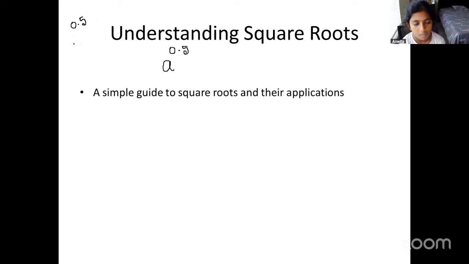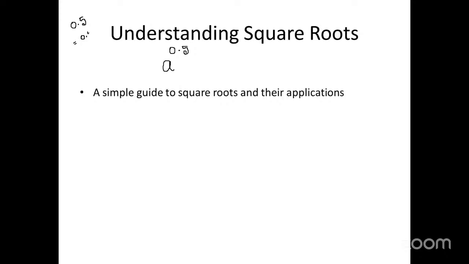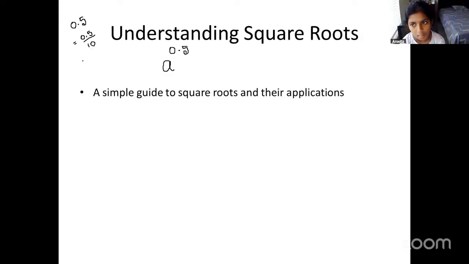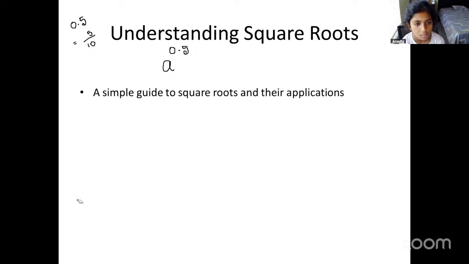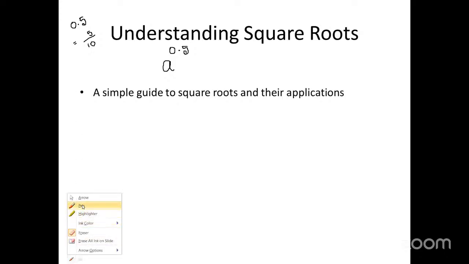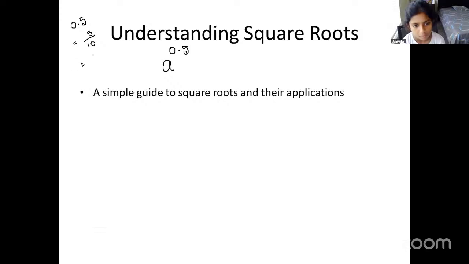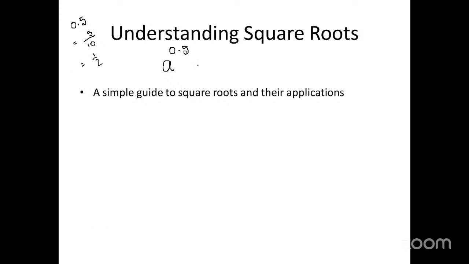0.5 means 5 by 10, right? Yes, sir. When we convert the decimal fraction into a common fraction, it is 5 by 10. Cancel 5 by 10? It's 1 by 2, sir. Yes, right, 1 by 2.